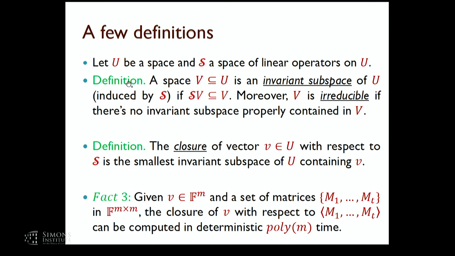And from the definition, it's not too hard to see that, given a V and a basis of S, because S is a space of operators, a basis you can represent by matrices. Given this set of matrices and V, you can just keep applying these matrices on V until it is closed, right? Until you get a space you can no longer grow, and that gives you the closure of V, right? And this can be done in deterministic polytime, right? So, yeah, that's it. That's the background.